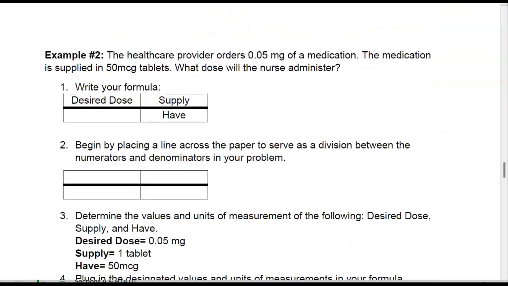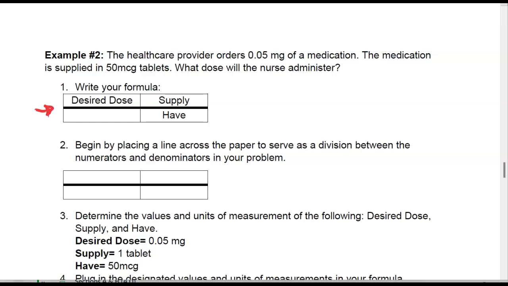So following the steps that we talked about, we have example number 2 here. The healthcare provider orders 0.05 milligrams of a medication. The medication is supplied in 50 microgram tablets. What dose will the nurse administer? The first step is over here. You want to write your formula.